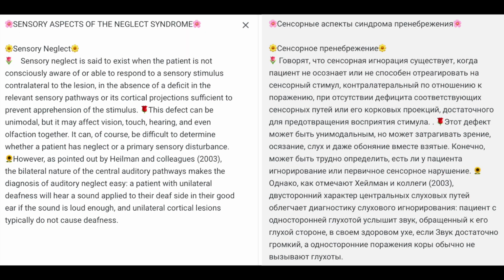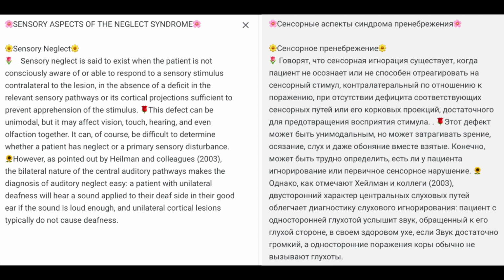Sensory aspects of the neglect syndrome. Sensory neglect. Sensory neglect is said to exist when the patient is not consciously aware of or able to respond to a sensory stimulus contralateral to the lesion, in the absence of a deficit in the relevant sensory pathways or its cortical projections sufficient to prevent apprehension of the stimulus. This defect can be unimodal, but it may affect vision, touch, hearing, and even olfaction together. It can, of course, be difficult to determine whether a patient has neglect or a primary sensory disturbance.